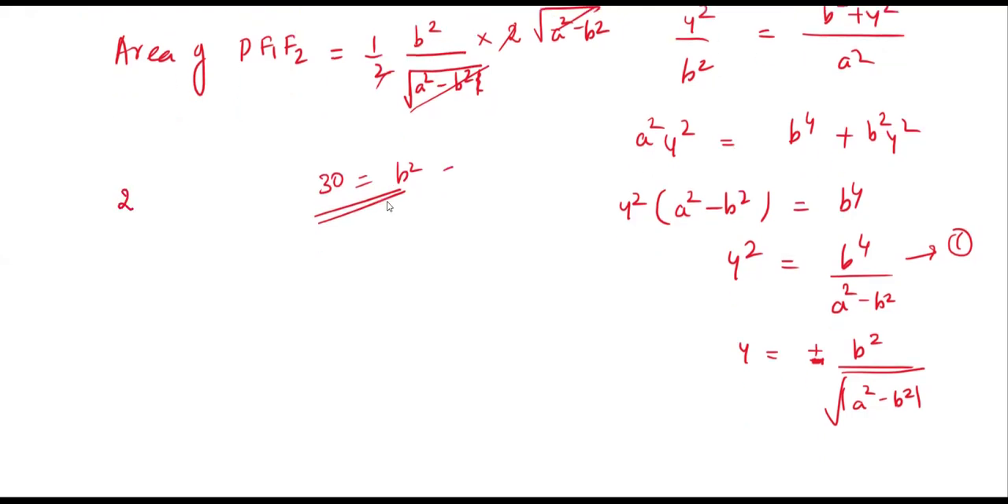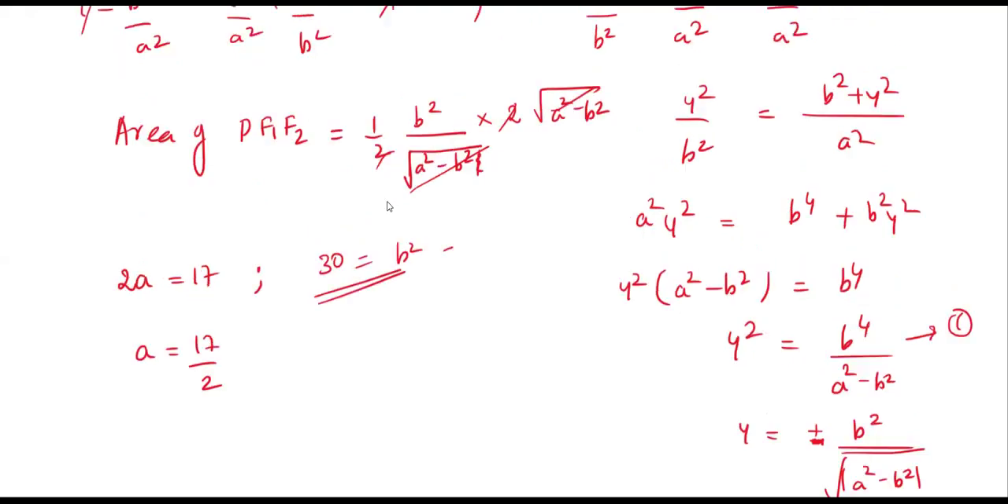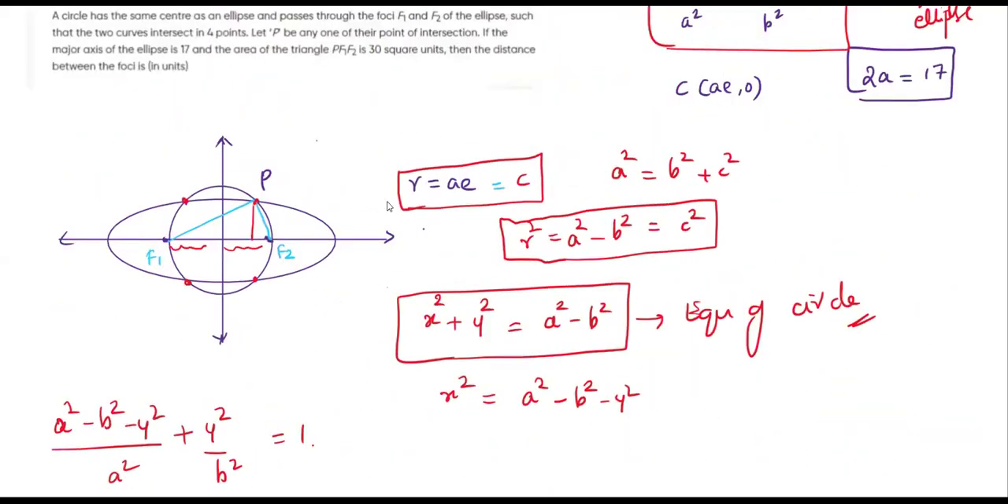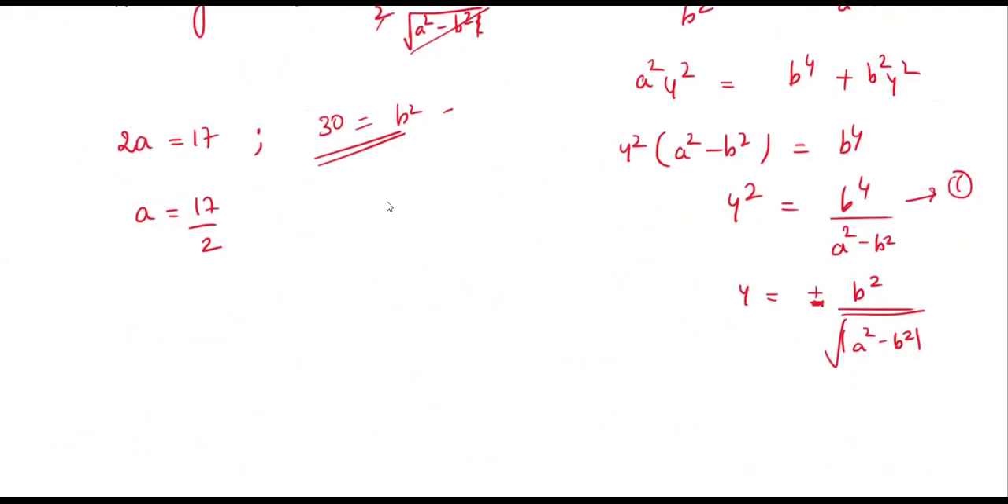And what else is given? Remember, we wrote in the beginning that 2a is equal to 17 also. So what is a here? a will be 17 by 2. And here they're asking what is 2 times c. They're asking what is the distance between the foci. So they're asking what is 2 times c.